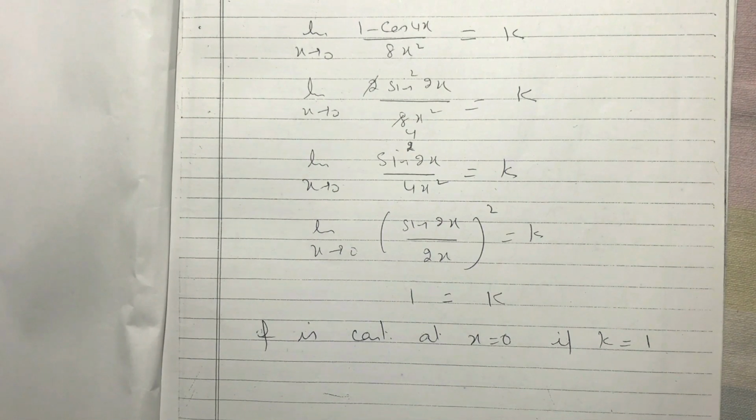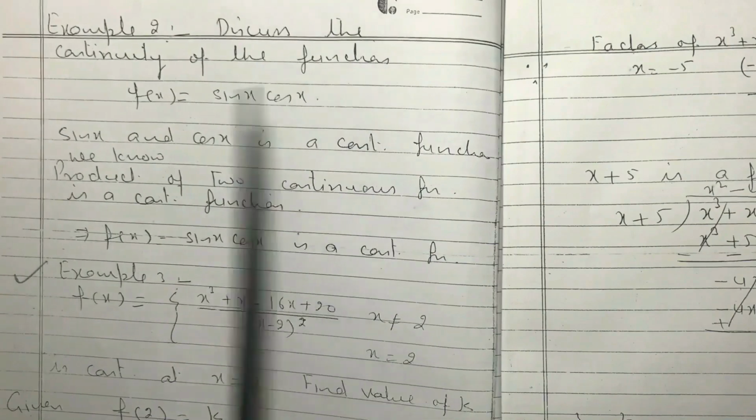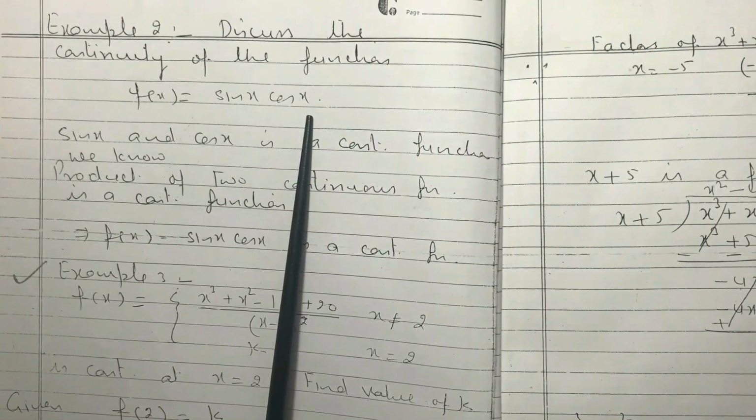It means if the value of k is 1, then it is a continuous function at x equal to 0. Now example 2 is, discuss the continuity of the function f(x) is equal to sin x cos x.